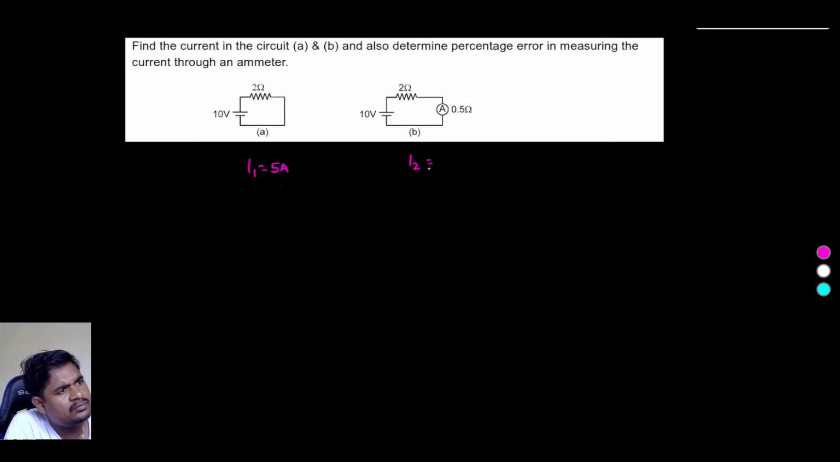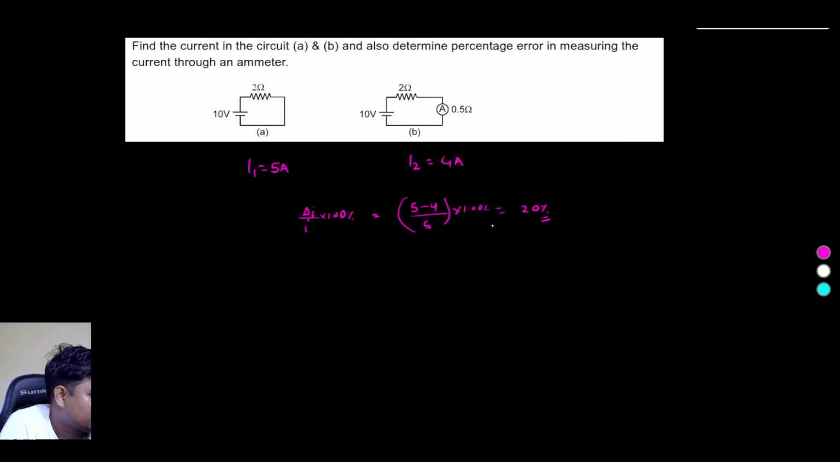What is I2? So percentage change, percentage error, delta I by I into 100%. Yes or no? So this will be 5 minus 4 by 5 into 100%. That is 20% of change in the current. Current has dropped by 20%. Yes? So this is how your ammeter works. Now we'll see the voltmeter.